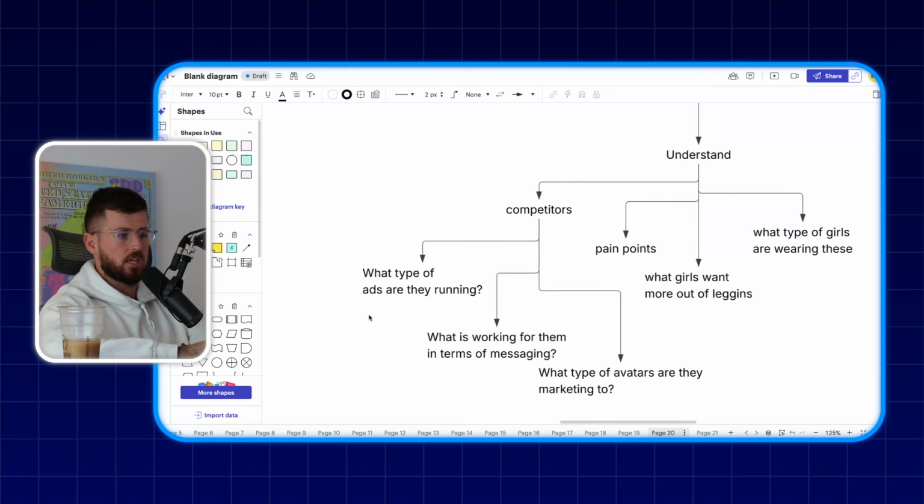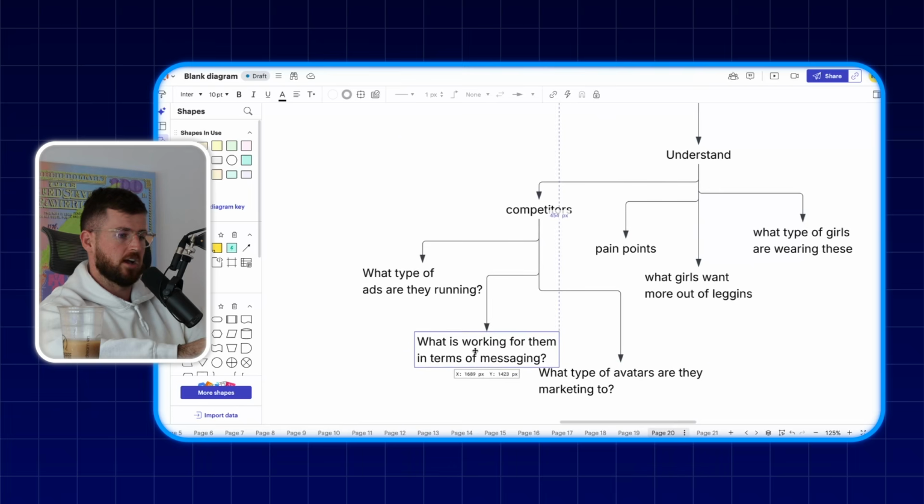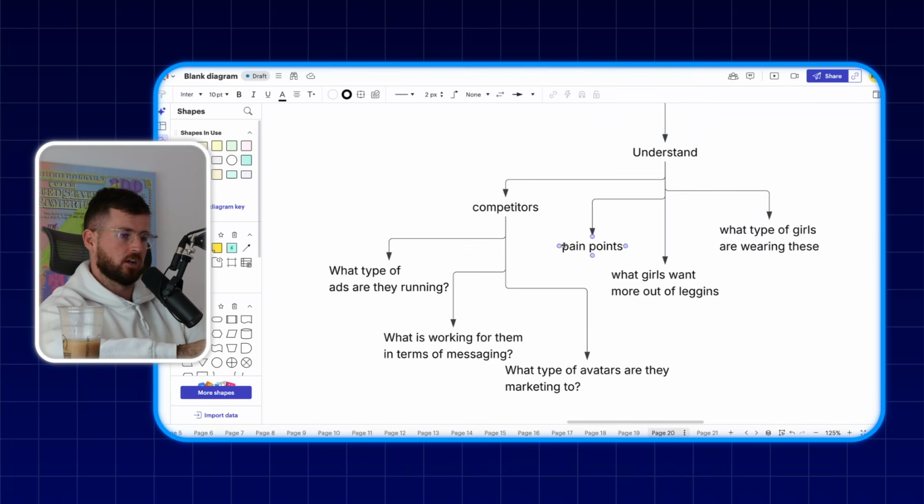So they're running UGC, or they're running static images and stuff. What is working for them in terms of messaging? Are they calling out how their leggings pass the squat proof test? There's another leggings brand that really focused on husband reactions, right? Husband would walk in, wife's in the kitchen, he would see how much her glutes popped out in those particular leggings, and then he would want to buy some for her, things like that.